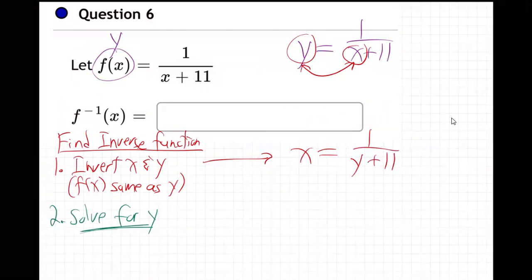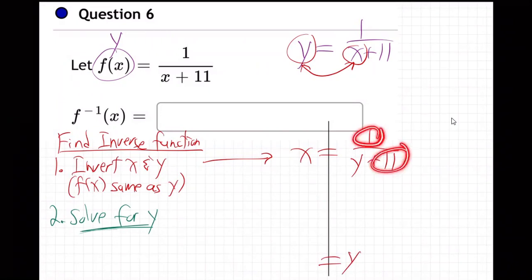So remember, this is a wall of separation here, and y is over here saying, I want to be alone. Get rid of all this 1 and 11 and this fraction stuff, and I want to be alone. I'm trying to solve for y, right? So how do we do it? How do we solve for y?